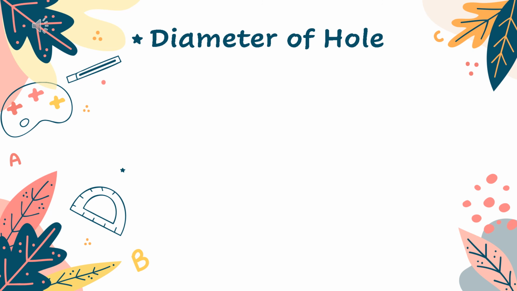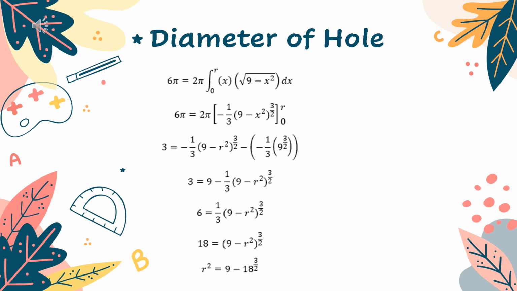Now we must find the diameter of the hole. D equals 2r, such that 6 pi equals 2 pi times the integral from 0 to r of x times f(x) dx. And then we get that r is equal to the square root of 9 minus 18 to the power of 3/2. And we can substitute r in d equals 2 multiplied by r. And we get the result that the diameter of the hole is 2.92.